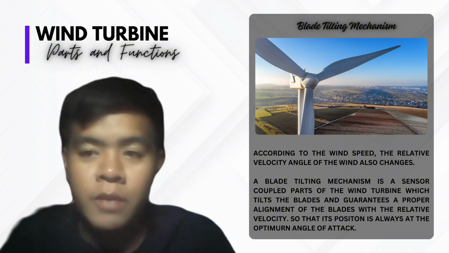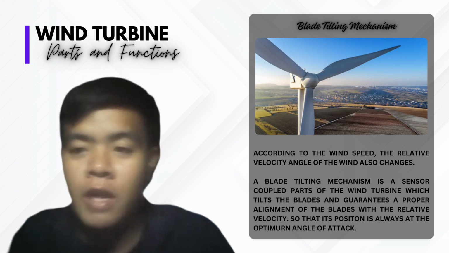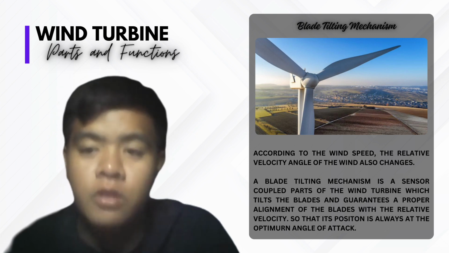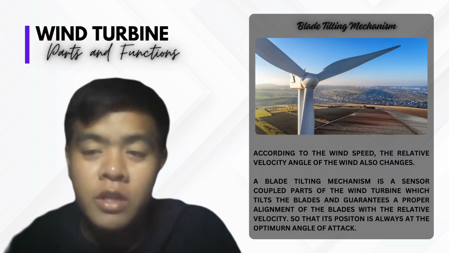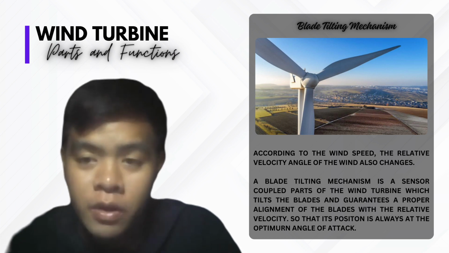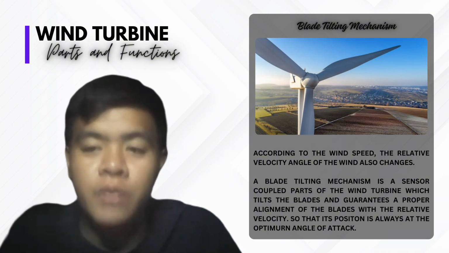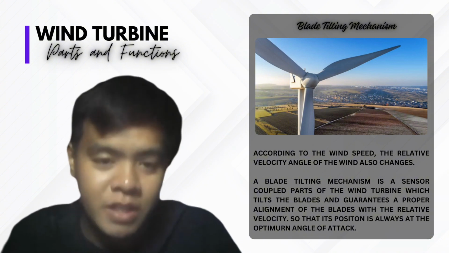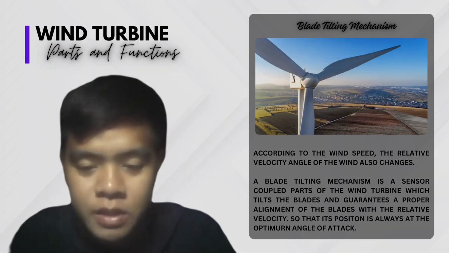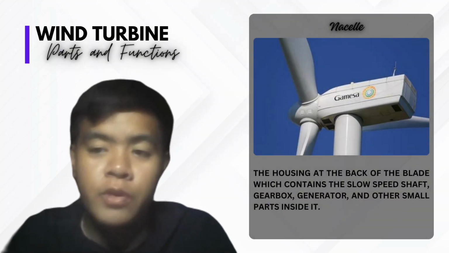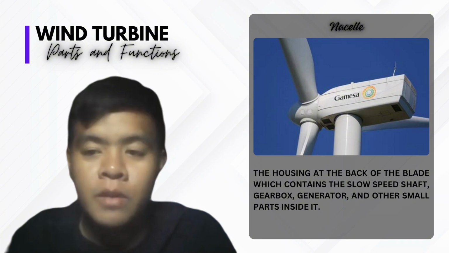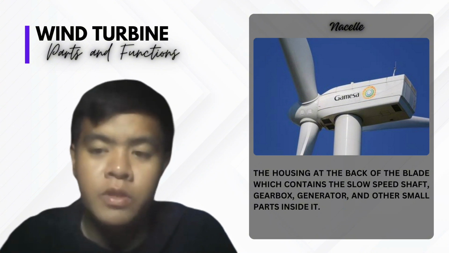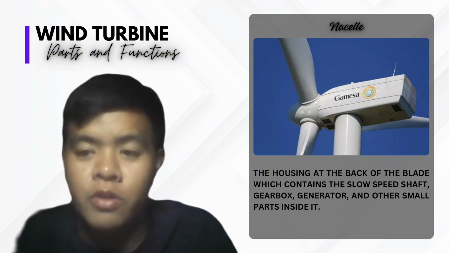Meaning, blade tilting mechanism in wind turbines allows the adjustment of blade angles to optimize performance. This helps capture more wind energy, especially during varying wind conditions, and improves overall efficiency. Next, the nacelle of a wind turbine houses critical components like generator, gearbox, and control systems. Positioned atop the tower, it enables the conversion of kinetic wind energy into electrical power.